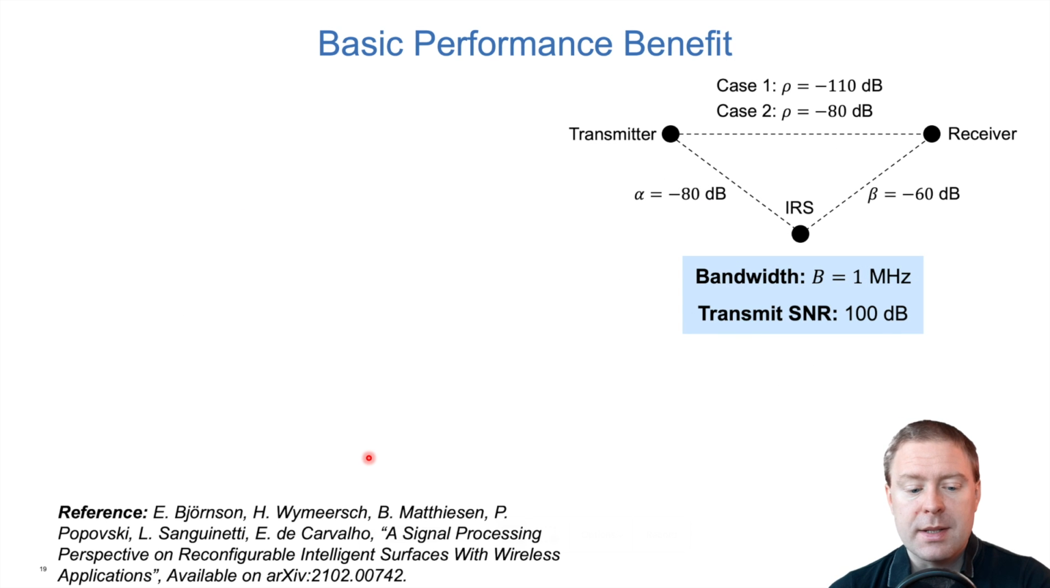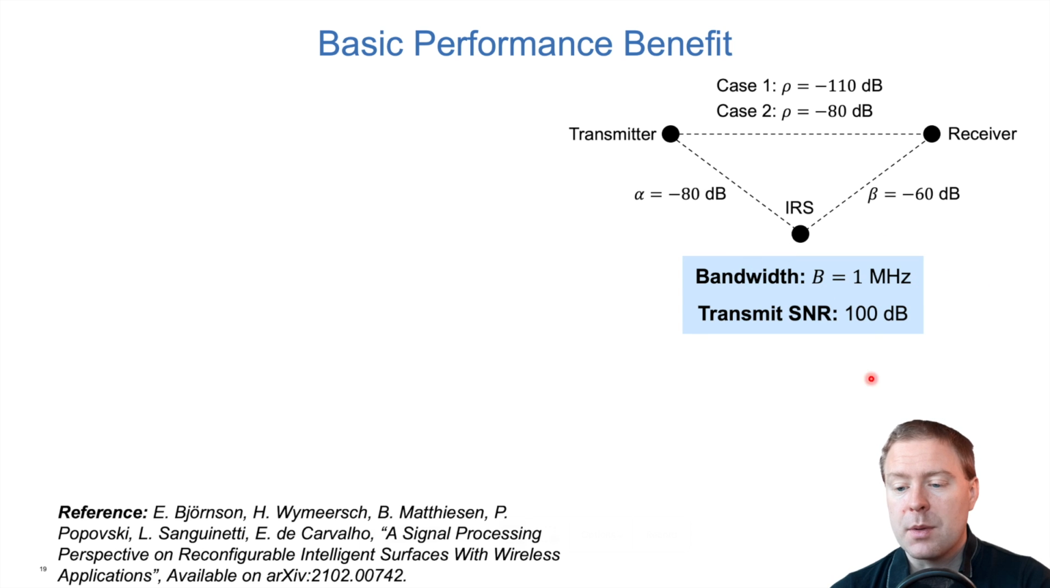Let me demonstrate this in a basic performance comparison. I have a transmitter that transmits to a receiver. I have an IRS, and the path to the IRS is minus 80 dB as path loss. I have minus 60 dB as path loss between the IRS and the receiver, and then I will compare two different direct paths. Either a weak one with minus 110 dB, or a not weak but not super strong either, rho is equal to minus 80 dB, so it's equal to this path strength here.